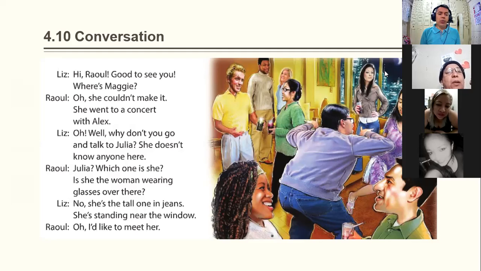Is she the woman wearing glasses over there? Over there? Glasses? Wearing? Is she the woman wearing glasses over there?